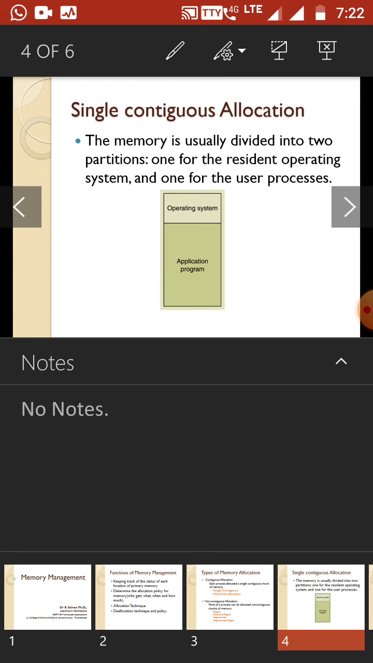Now we are going to discuss the very basic memory management technique, that is, the single contiguous memory allocation technique. The single contiguous memory allocation technique is easy to understand.